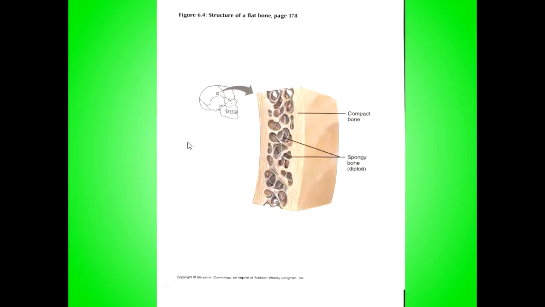And here's a picture of some flat bone from the skull. And you can see here's the outer layer. That's going to be your compact bone. And here's the spongy bone. See, it looks like a sponge, known as the diploe. And there will be a little thin layer of tissue on the inside known as the endosteum. And around the outside, you'll find the periosteum.